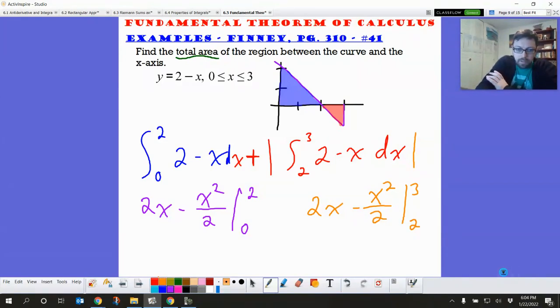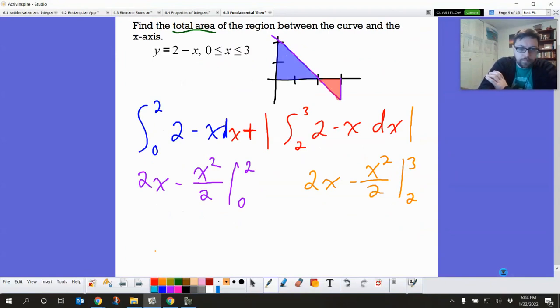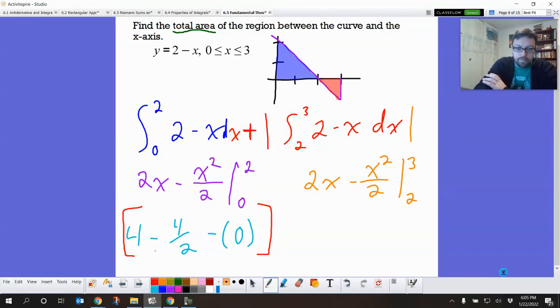So taking care of the purple part, we would do the top. So that's 2 times 2, which is 4, minus 4 divided by 2. And then we would subtract, well, if I put 0 in both of those spots, I just get 0. Okay, so nothing really is going to happen there. So that's the purple bit. I don't know why it's highlighted in red. It's fine.